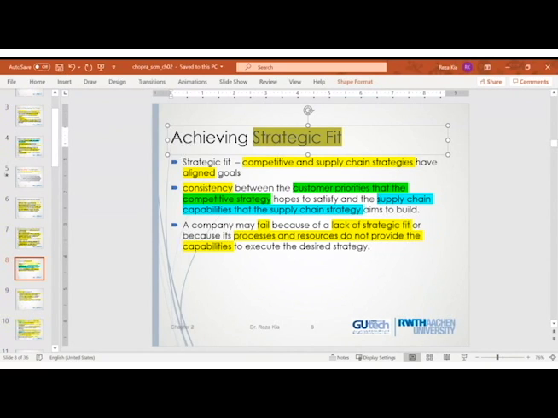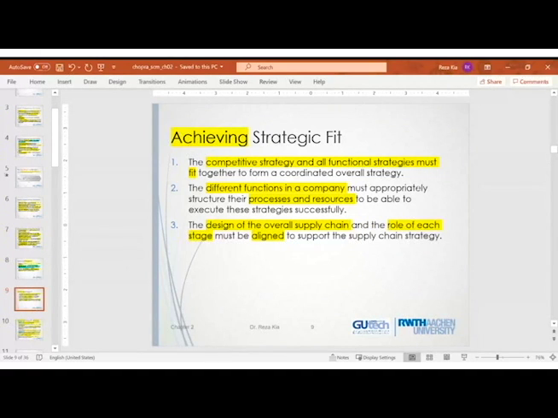Okay, let's go to the next slide. Again, here is the discussion that I think I mentioned. It's again a competitive strategy and supply chain strategy. They should be fitted to each other. And there are different operations in a company. They should be structured because why should we structure our operations in a company? Because we want to improve the capability of our supply chain. So all processes and resources should be planned in an efficient way to increase the capability of the company.